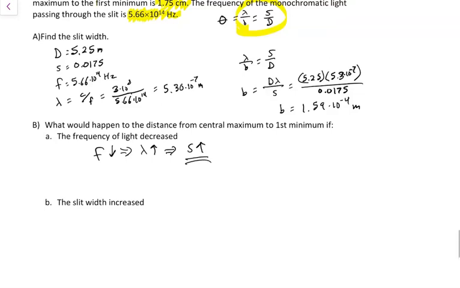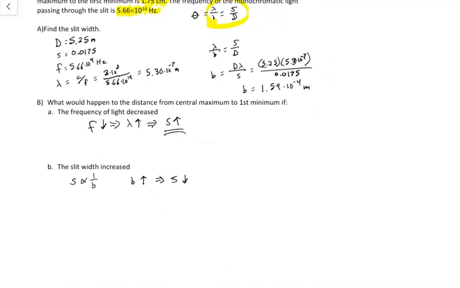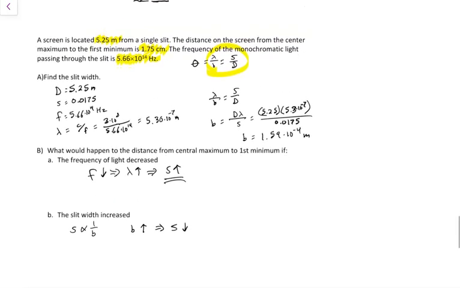If our slit width increased, well, I see that my s is inversely proportional to my slit width. So if my slit width increased, then the distance between my minima is going to decrease. And that's it with this concept and problem. See you in class.